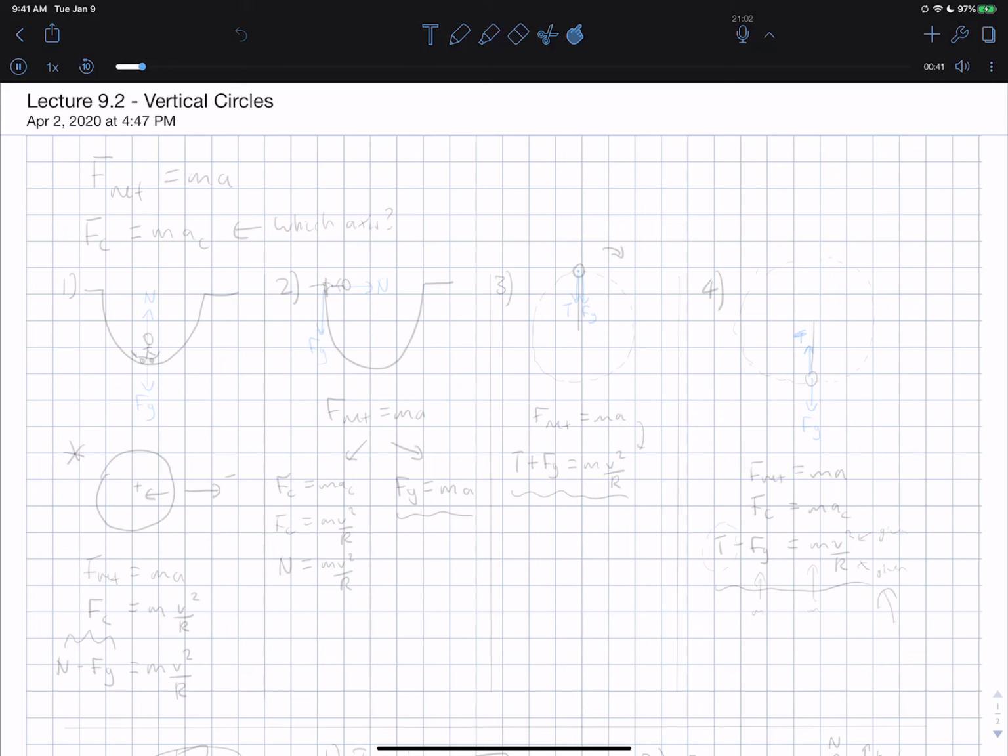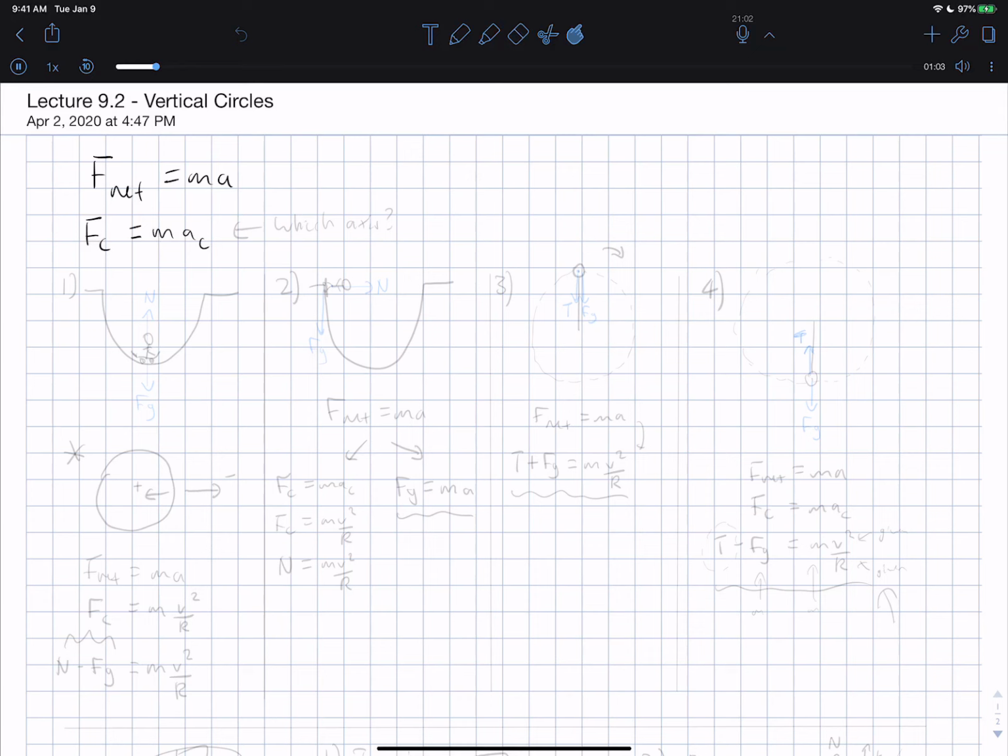First we talked about Newton's second law, so F net equals ma. And when it comes to circular motion, we're going to apply Newton's second law in a little bit of a different way, where we use the centripetal version of that equation.